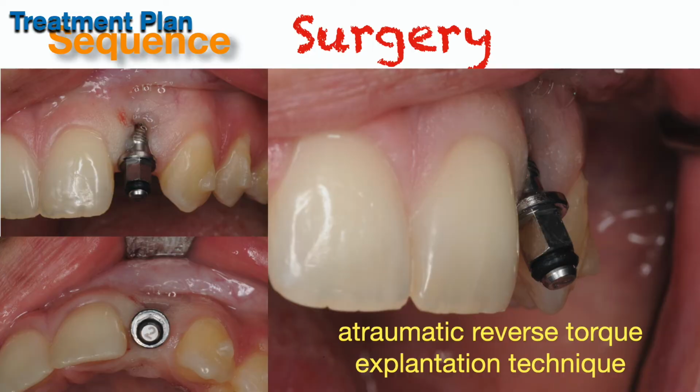So really the first step is for us to explant, remove the implant atraumatically. We use the reverse torque technique quite effectively in these cases. How often does that work? Yeah, we were talking about this earlier.